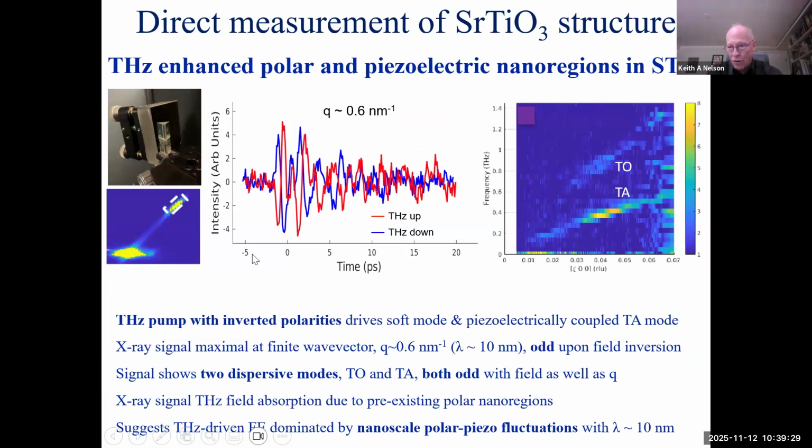What it's saying is, although in our optical measurements we thought we were inducing a completely spatially uniform transient ferroelectric configuration, what this is showing us is that we're inducing that configuration much more strongly in pre-existing polar nano regions on the order of 10 nanometers, because there's spatial structure there that's pre-existing prior to our excitation. It's just a really striking result.